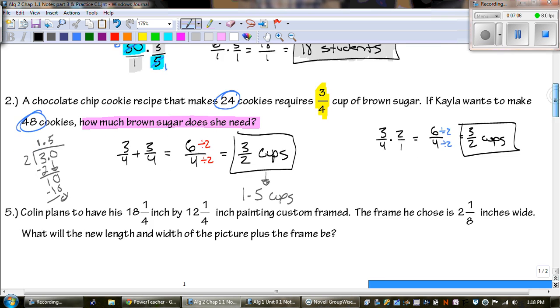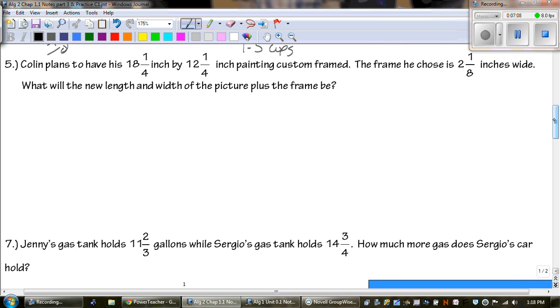All right, next one. Colin plans to have his 18 1/4 inch by 12 1/4 inch painting custom framed. The frame he chose is 2 1/8 inches wide. What will be the new length and width of the picture plus the frame be?